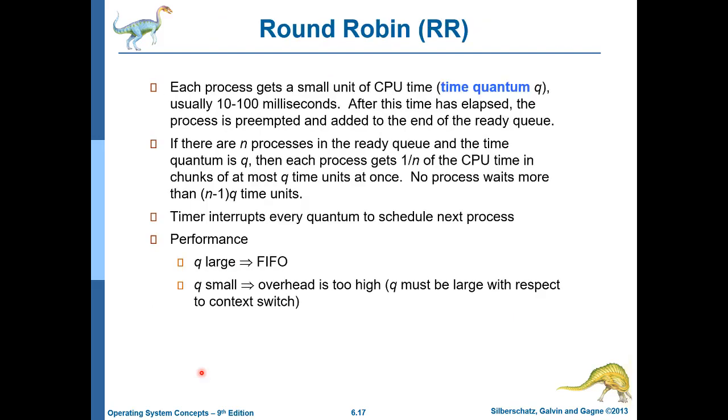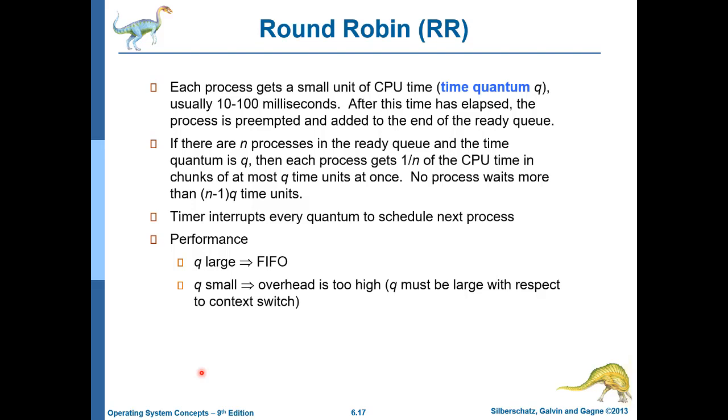The next algorithm for process scheduling is known as round robin. Here, how does it work? Each process gets a small unit of CPU time, which is called time quantum or q. So a process will try to execute during this time quantum and finish its task. If it can finish during this time quantum, well and good, this process can be terminated.